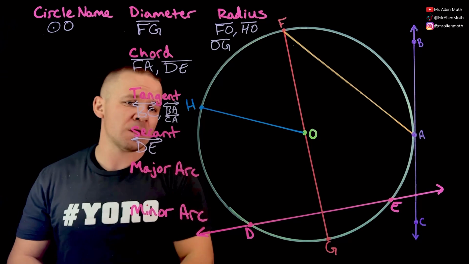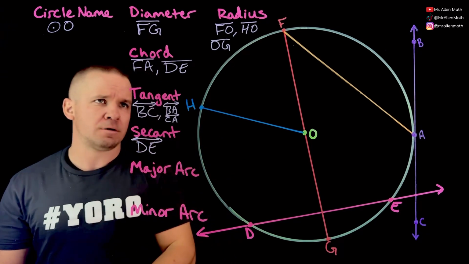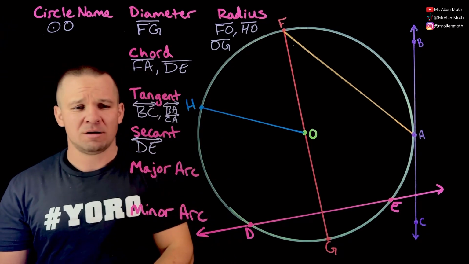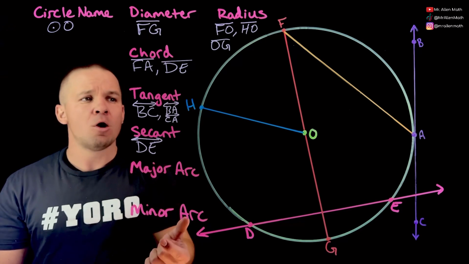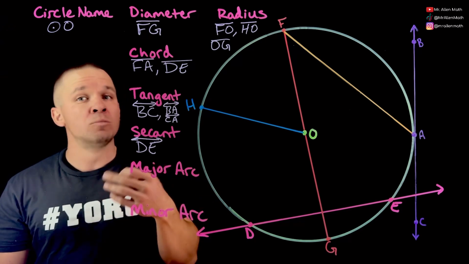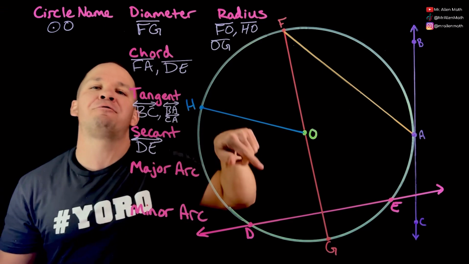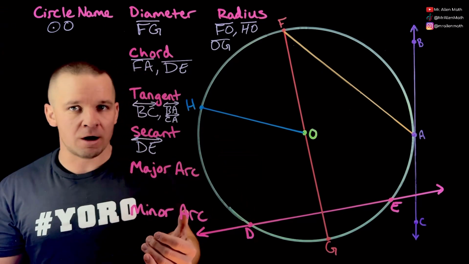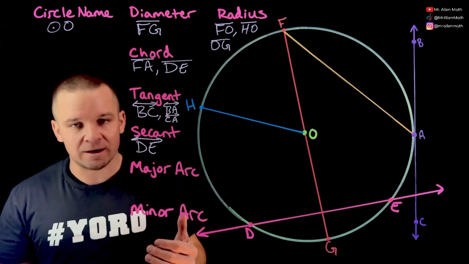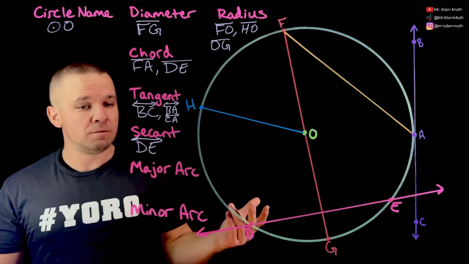DE for that, okay? Now, major arc. What the heck's a major arc? And then a minor arc, okay? Well, major arcs are more than 180 degrees, so more than halfway around the circle. Minor arcs are less than halfway around the circle. Cool? That's the only difference.